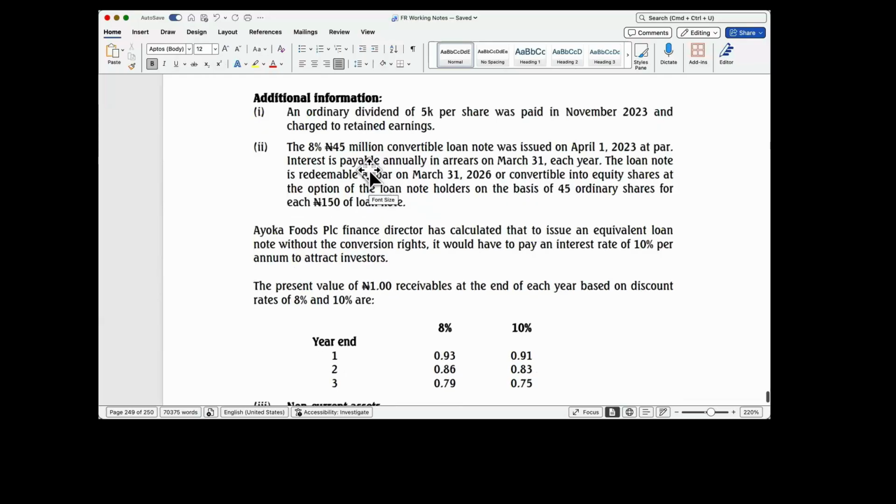Now, something about additional information is this. Additional information are in two categories. So the first of them is that they are going to be giving you more information about the figures you have in the trial balance.